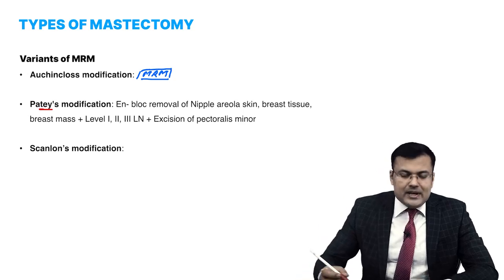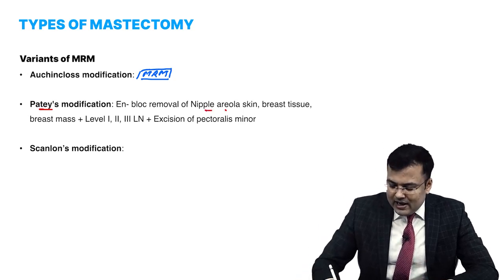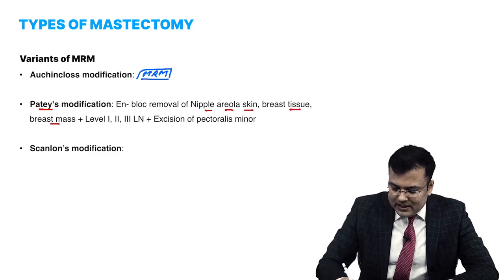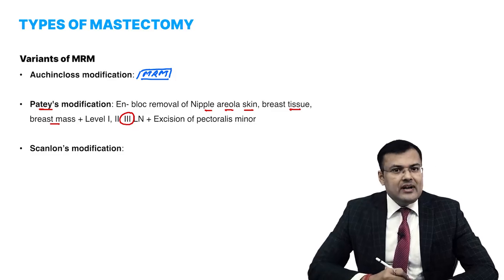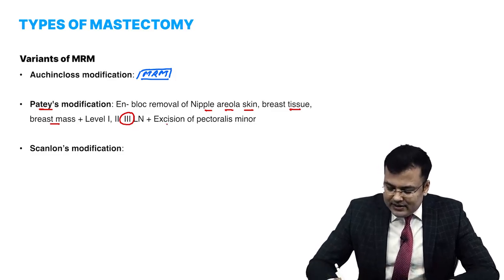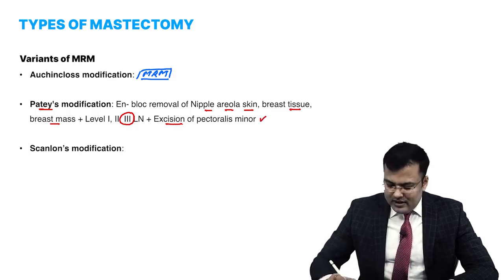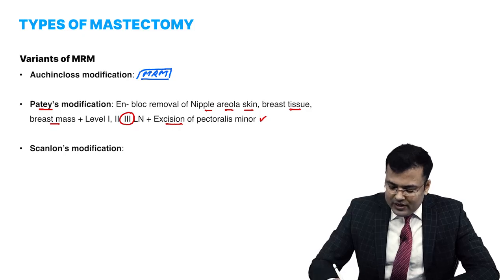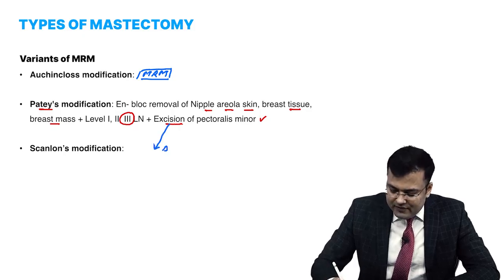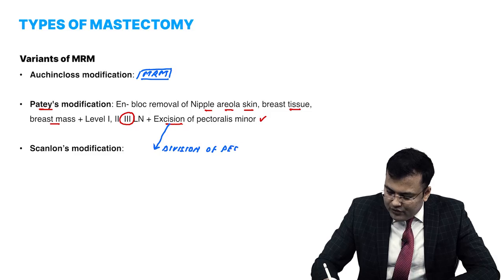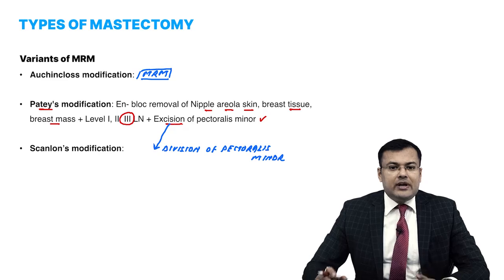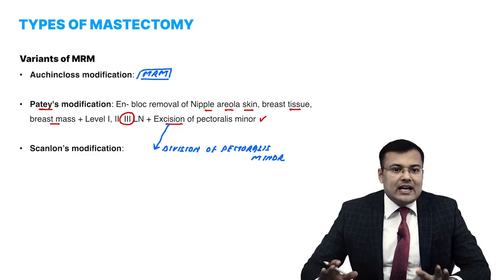So see, in Patey's modification, there is en bloc removal of nipple, areola, skin, breast tissue, breast mass plus level 1, 2, 3. Extra lymph node is level 3 plus excision of pectoralis minor. Scannellon's modification is almost same. Only at the place of excision, we go for division of pectoralis minor. Clear? So that is Scannellon's modification.